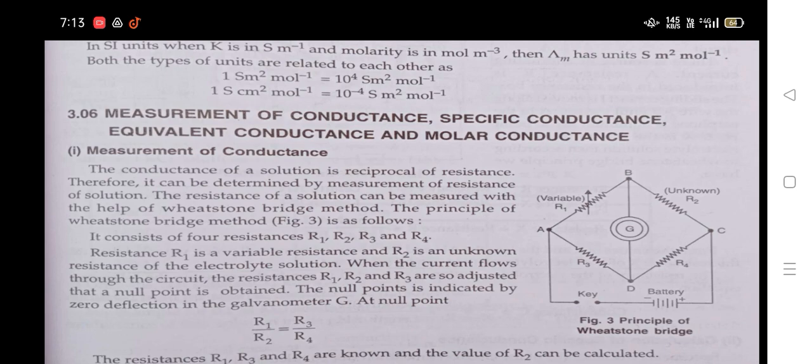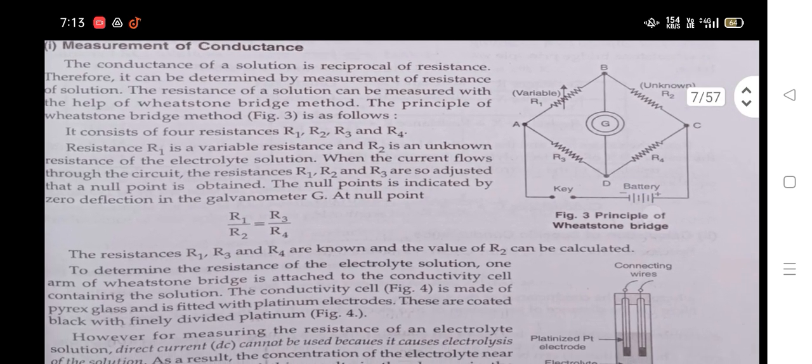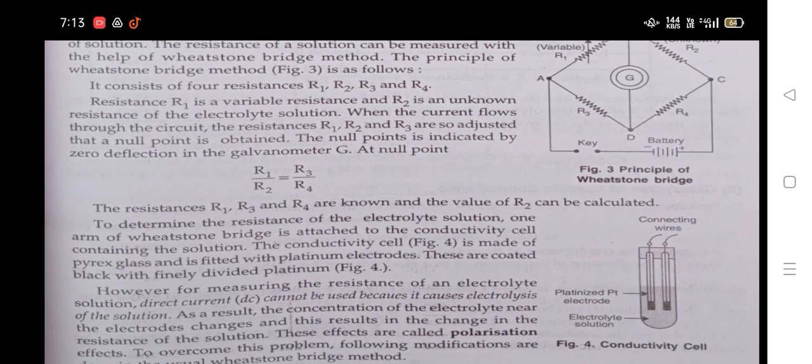It consists of 4 resistances R1, R2, R3 and R4. Resistance R1 is a variable resistance and R2 is the unknown resistance of the electrolyte solution. When the current flows through the circuit, the resistances R1, R2 and R3 are so adjusted that a null point is obtained. The null point is indicated by a zero deflection in the galvanometer. At null point, R1 divided by R2 is equal to R3 divided by R4.